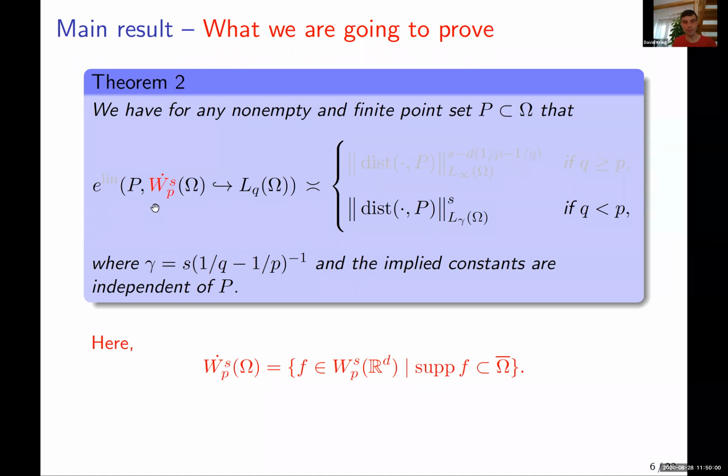I will consider a little smaller space. I will only consider the Sobolev space of those functions which vanish on the boundary of the domain. So you can consider this space as the space of Sobolev functions on the whole R^d, whose support is contained in the closure of omega. In other words, this means that I have the additional assumption that the function and all derivatives which exist in the classical sense vanish on the boundary.